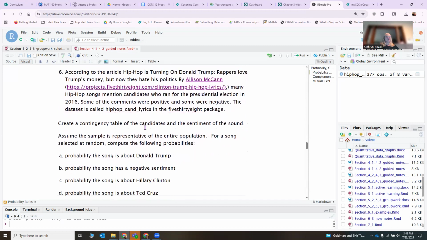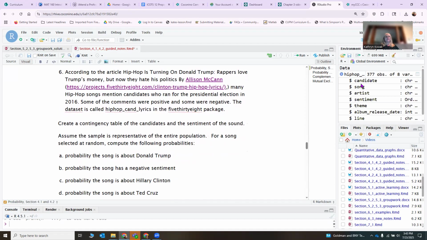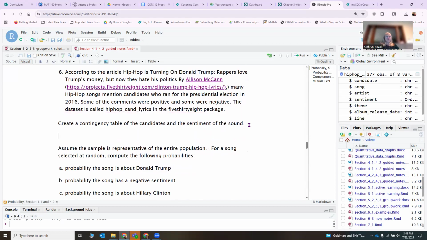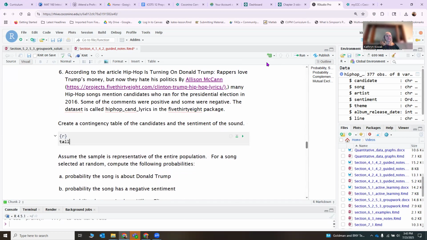All right. So now we're going to create a contingency table. I'm going to look to see what my variables are. I would like to look at a contingency table of the candidates and whether or not the comments were positive or negative. That's known as the sentiment. So I'm going to create a table. We are going to use the tally command.